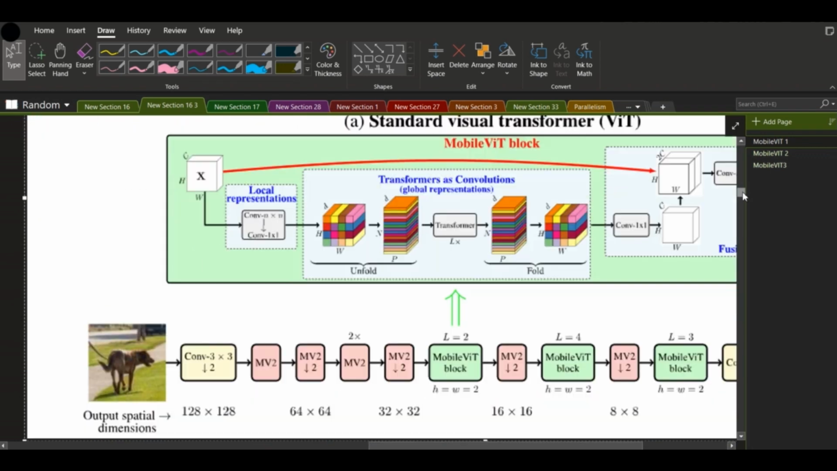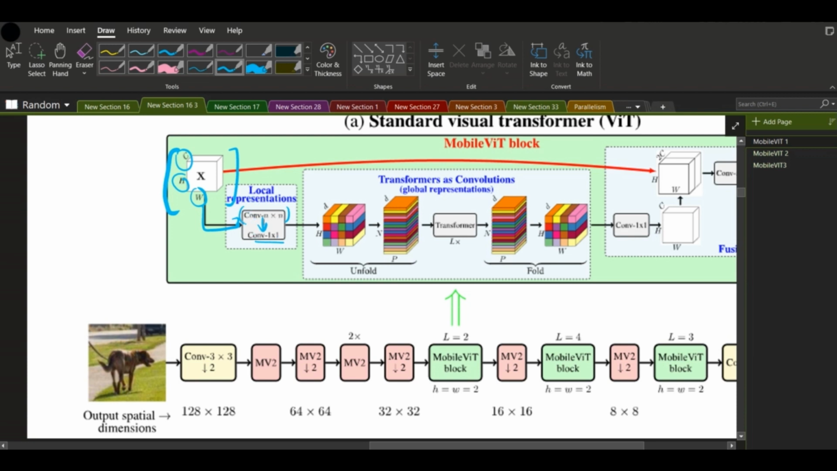Essentially, we have an input image represented with height, width, and channel. For this given image, we apply a standard convolution, an n by n convolution. This could be a 3 by 3 convolution. Then we pass the output of this into a pointwise convolution, a 1 by 1 convolution.